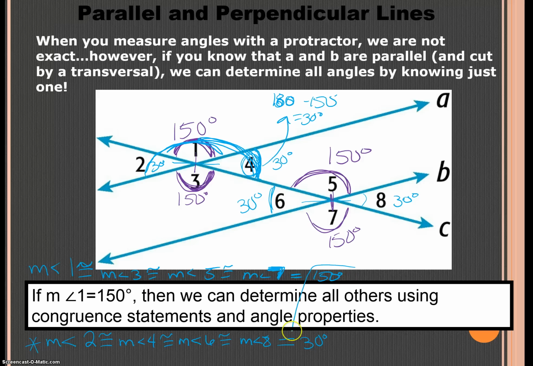Now when you check, these two numbers should be supplementary, means they should add up to 180. So you just want to double check that the acute and the obtuse add up to 180 degrees before you move on.